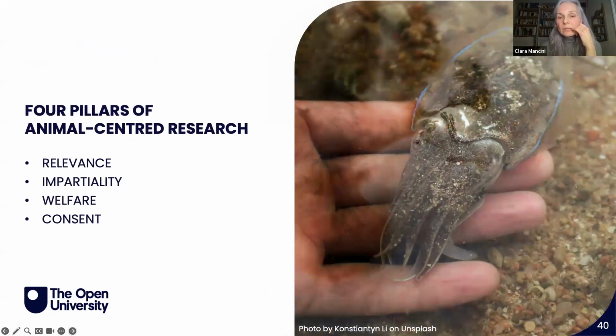So above and beyond existing regulations, which are largely inadequate from our perspective, our ethics framework is grounded in 4 key principles. Relevance, which requires working only with animals for whom the research is directly relevant and beneficial. Impartiality, which requires protecting all participants in virtue of their role rather than their characteristics, such as age, sex, species, or assumed levels of sentience. Welfare, which requires ensuring all participants' physical and psychological well-being at all times. And, crucially, consent, which needs to be obtained from all participants, including animals.